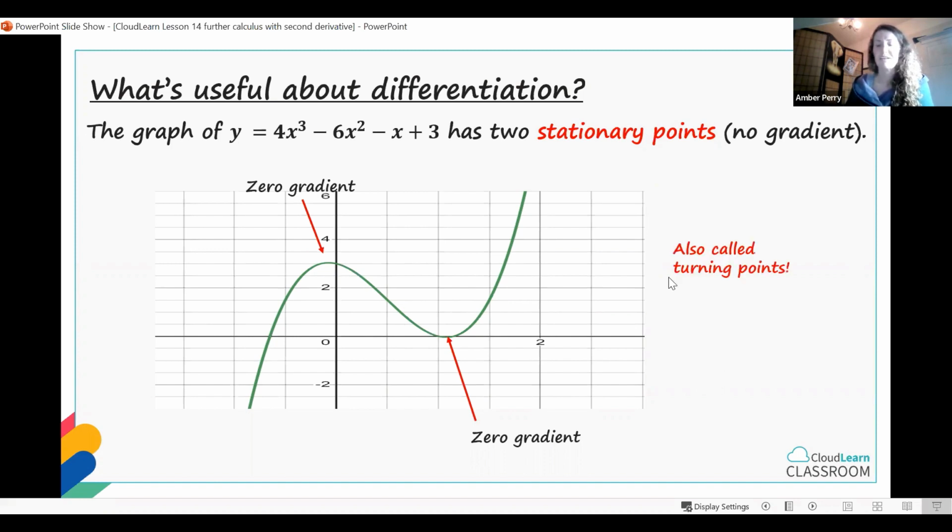And those are really useful. They're also called turning points. So in your exam, you may see them called stationary points. You may see them called turning points. And you may be asked to find the coordinates of those turning points. And the fact that they have 0 gradient is your most important thing about that.